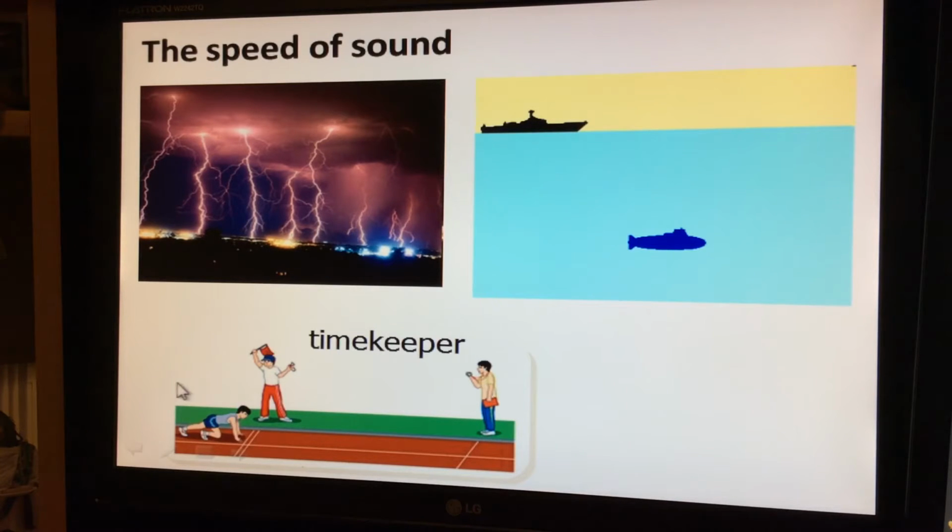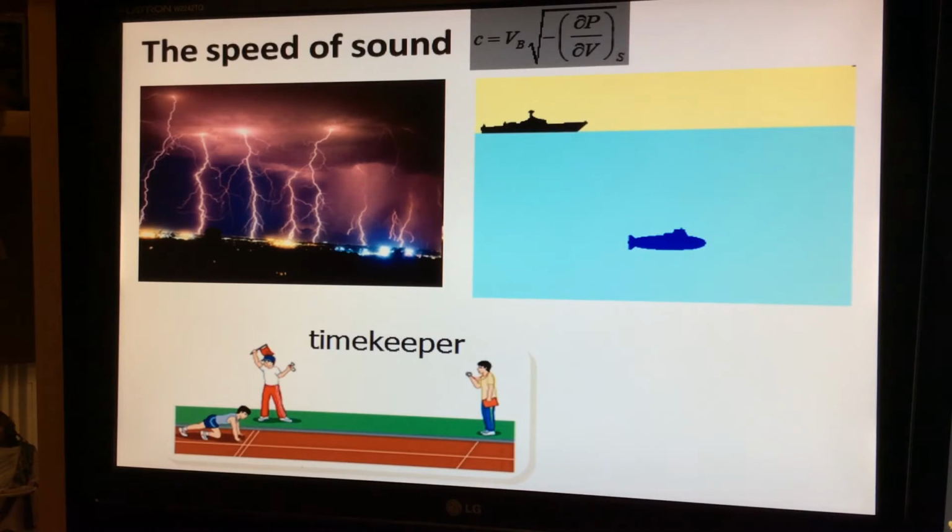So you actually lose some time, which will be the time that the sound takes to travel from the guy who fired it to the guy who is keeping the time. You can see that the athlete is going to be at a disadvantage because he will be losing some time or gaining some time depending on how you look at it.